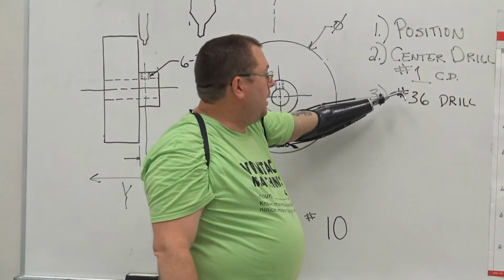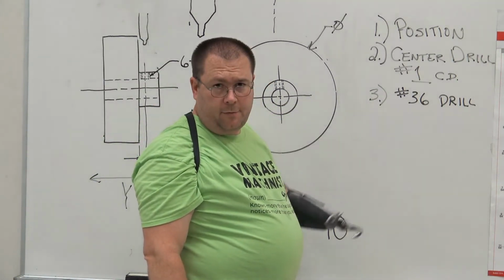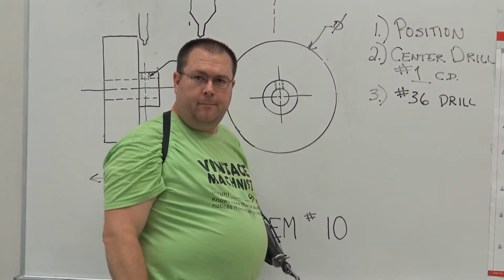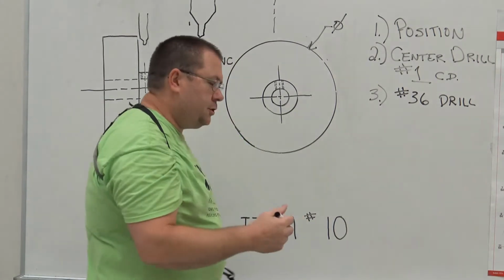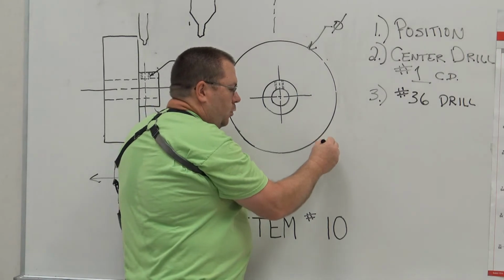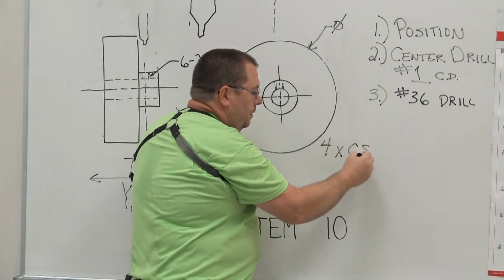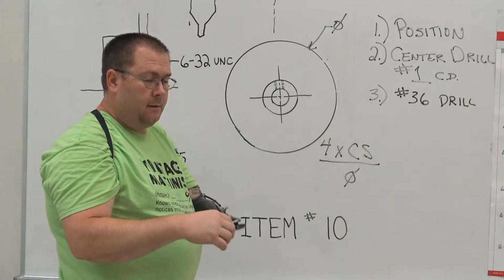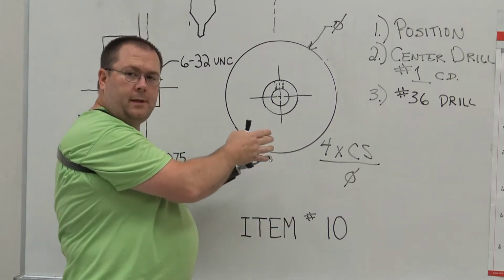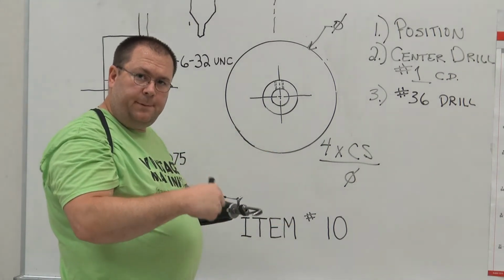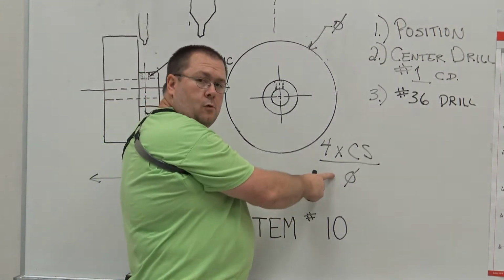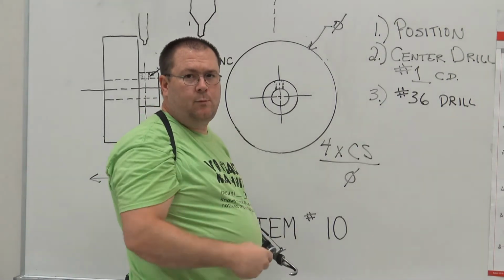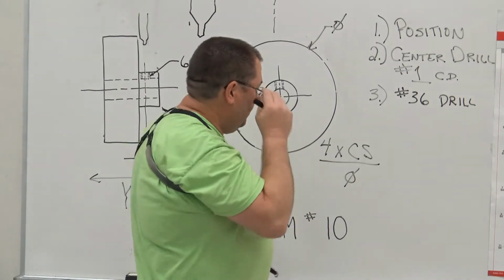But in both of these operations, the center drill and the number 36 drill, what do we have to do? We have to calculate the RPM. So we've already said in previous lectures that the formula is 4 times the cutting speed divided by the diameter of the tool, okay? If you're on a lathe, you're measuring the diameter of the workpiece because the workpiece spins. If you're on a milling machine or a drill press, we're going to calculate the diameter of the cutting tool because that's actually what does the spinning or the rotating, okay?